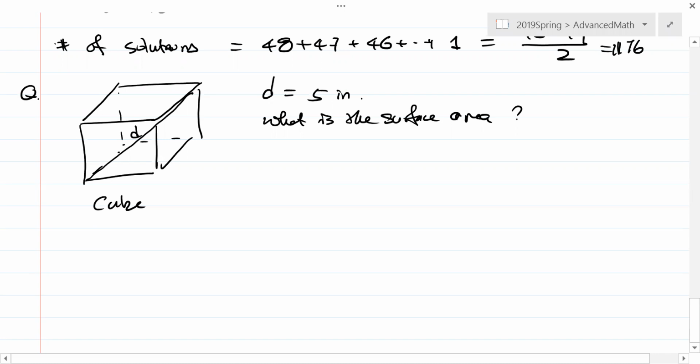Yeah, you learned the 3D geometry, right? That's in advanced class. So are you able to solve the problem? Yeah, Sophia. 50 square inches. Maybe right? Let's see. Okay. So how do you do that?